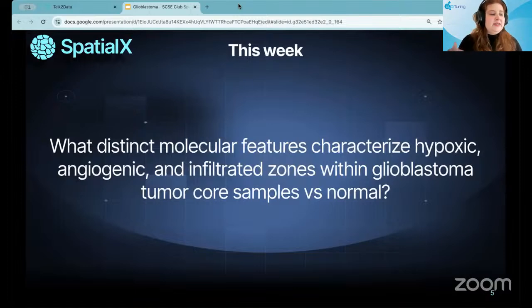Okay, so to start with, what we're going to focus on in terms of the main overall question this week was really to understand if we're able to utilize SpatialX and very specific features to characterize hypoxic, angiogenic, and infiltrated zones within glioblastoma. That is looking in different regions of the tumor core and how that can be different from other samples, which would be healthy brain tissue that we can also sequence to see if there's any differences in terms of these molecular features. So that was really the focus.